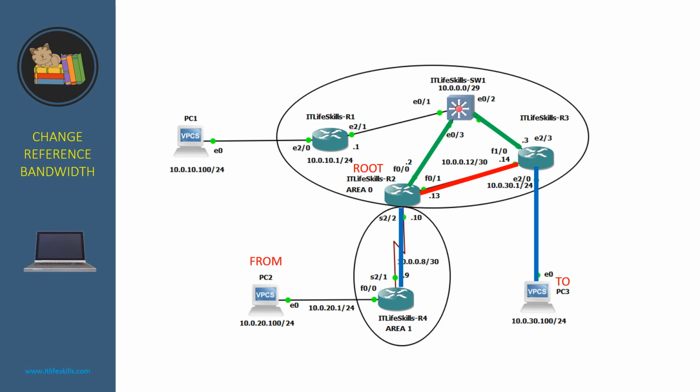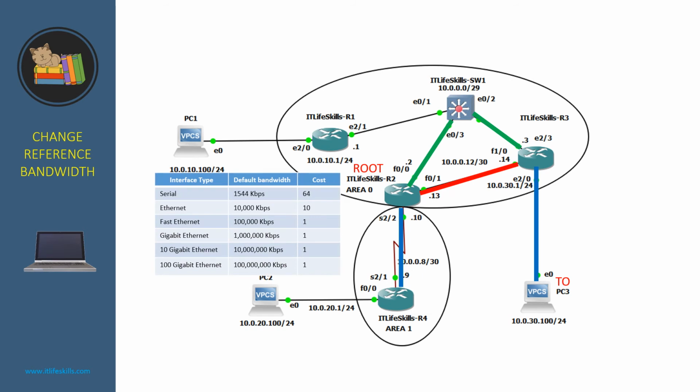Let's assume that we want to upgrade server links in the network to 1 gigabit per second, and we may upgrade to 10 gigabit per second in the future. However, from this table, we see the links with the speed of 100 megabit per second or faster have the same cost of 1, which means SPF treats these links the same.